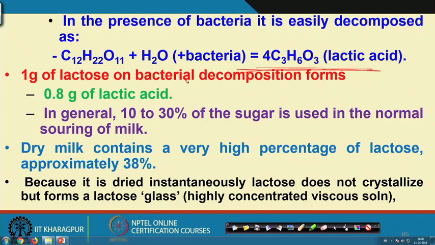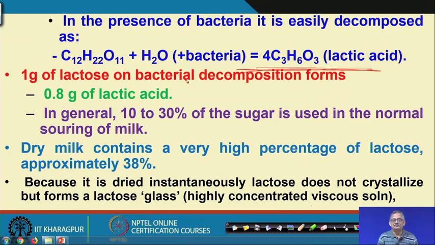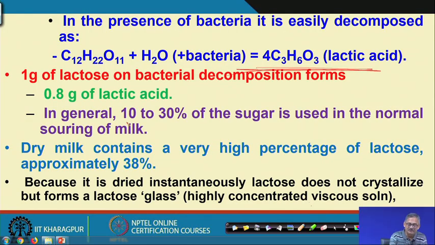See, this is 80% conversion. 1 gram of lactose is converted into 0.8 gram of lactic acid by lactic acid producing bacteria, right. So, this is almost 80% conversion, and that is why it is coagulated so easily by these acid producing organisms, right. So, in general around 10 to 30% of this sugar is used in the normal souring of milk.